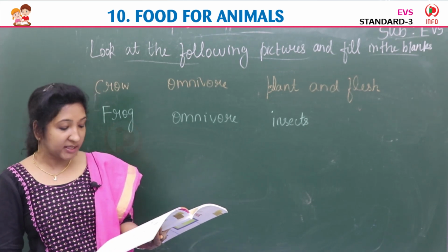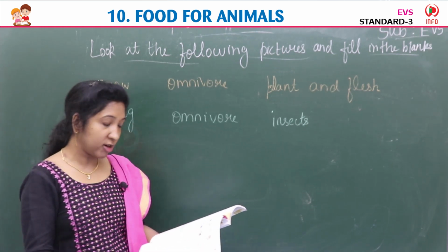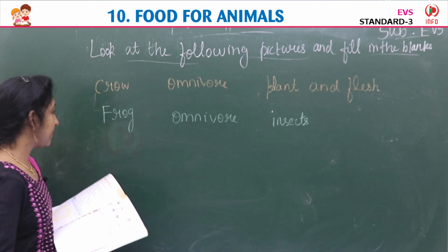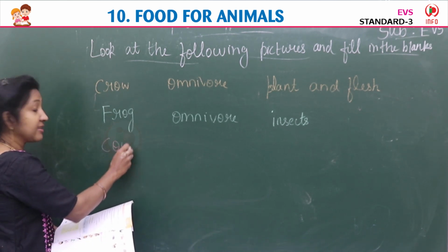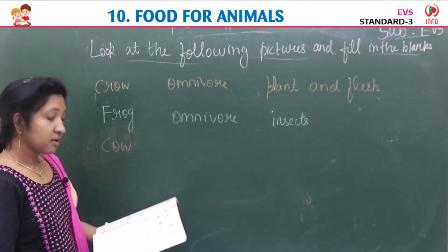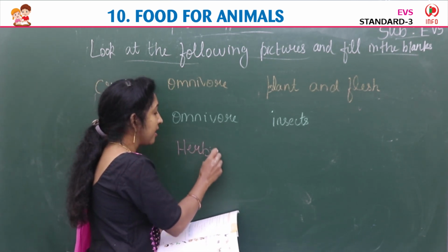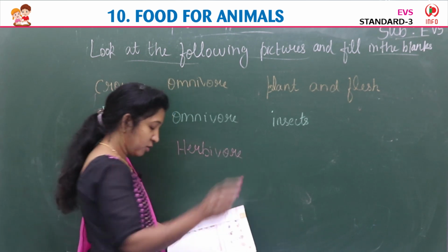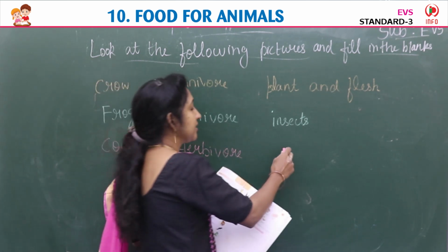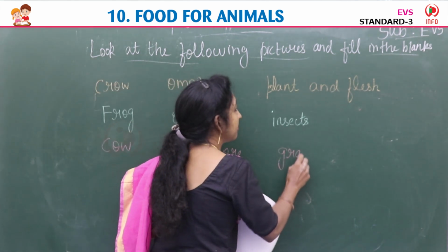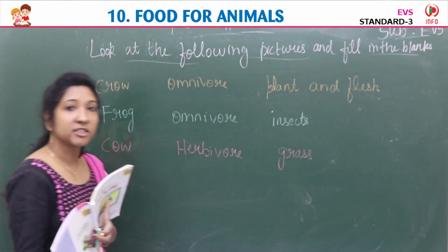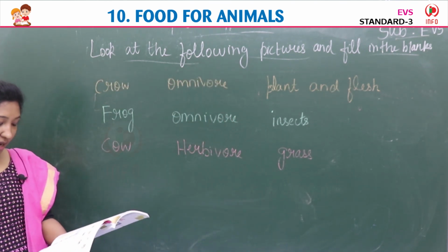Now coming to the next picture. What picture is that? Yes, cow. Cow is a herbivore. Okay, what food do they eat? They eat grass. Isn't it? Yes. Then coming to the last picture.